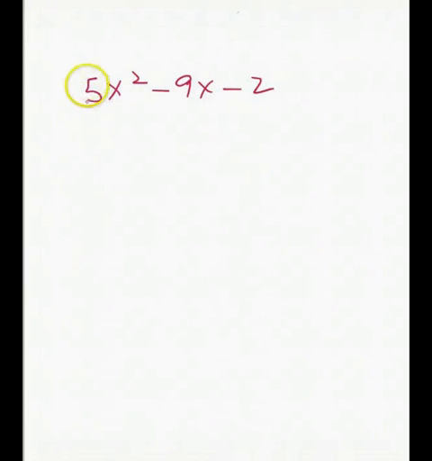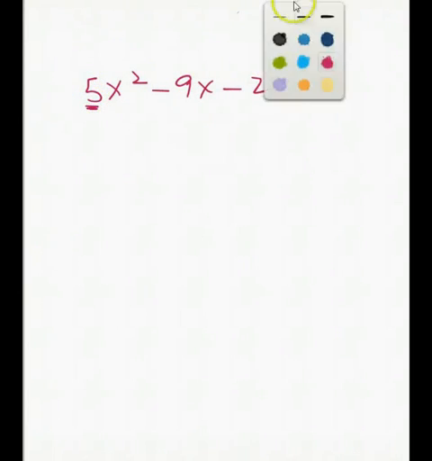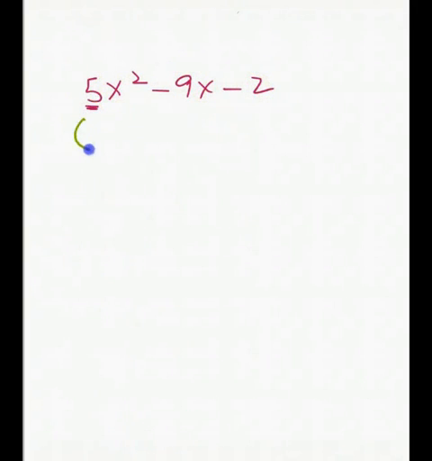Okay, this one. Now, first of all, I'm going to look to see, is this prime? And it is, because 5 only divides itself and 1. So let's do a different color just for fun. All right, so again, we look to see, does 5 and 9 and 2 have anything in common? No. So I'm going to do my two sets of parentheses.